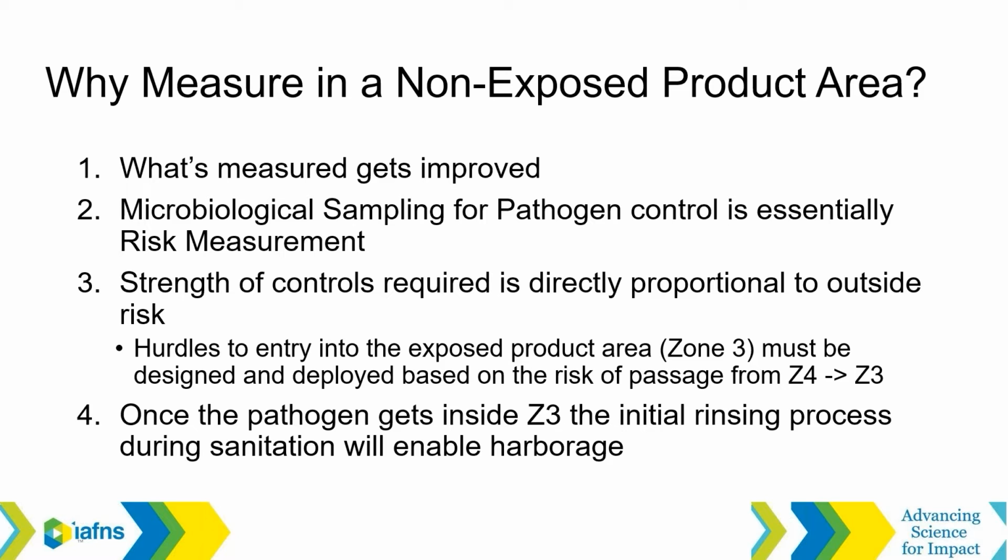Zone 4 sites are indicator sites. We place them in pathways of movement. We know movement is required to transfer the organism from Zone 4 to the product. Once inside the exposed product area, samples on the pathways of movement are no longer indicator sites. They become verification sites. These sites measure the establishment's microbiological process control ability to prevent product contamination.